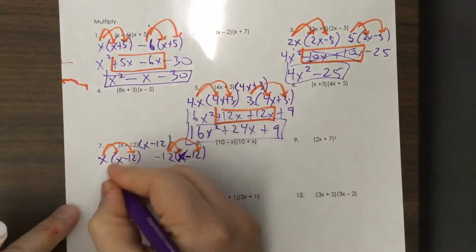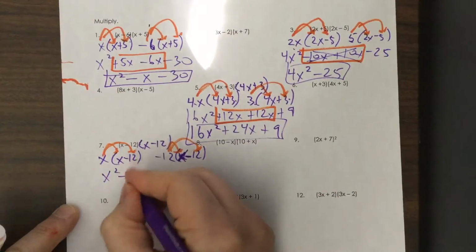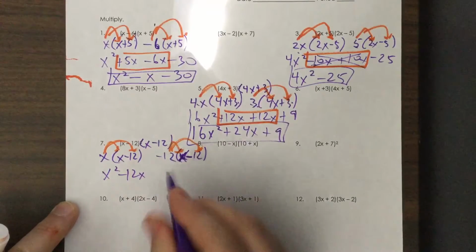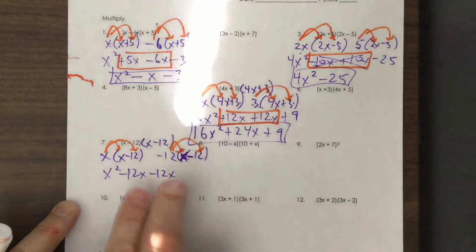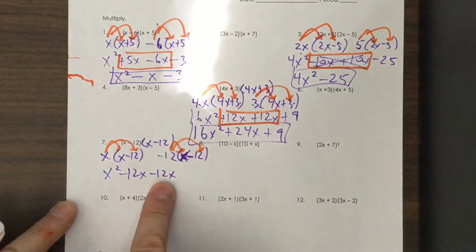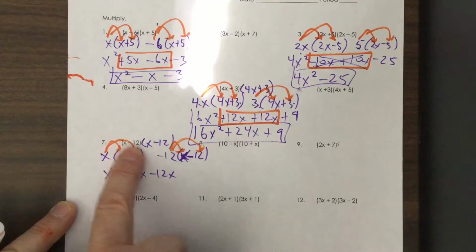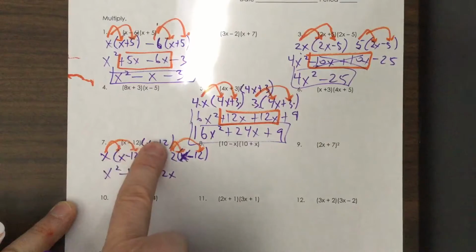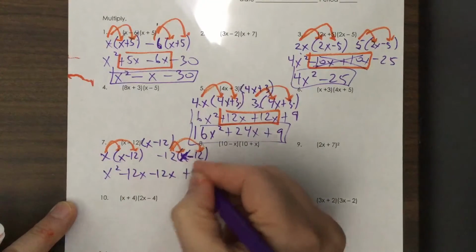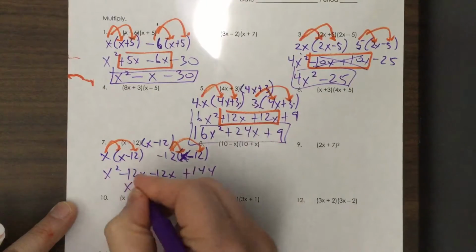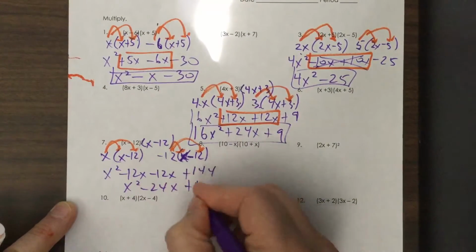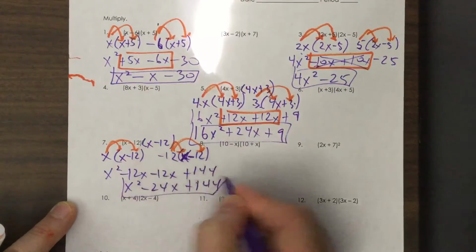X times x, x squared. X times minus 12, minus 12x. Here again, minus 12 times x gives me minus 12x. There you see the same two things in the middle, just like we did up here. They don't cancel, like I said, because the signs in the original problem are not different signs, they're the same signs. And then lastly, negative 12 times negative 12 is positive 144. Our answer, x squared minus 24x plus 144.